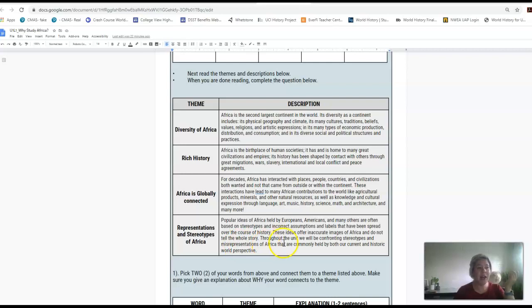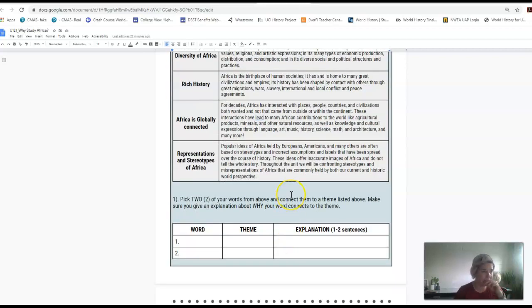Popular ideas of Africa held by Europeans and Americans and many others are often based on stereotypes and incorrect assumptions and labels that have been spread over the course of history. These ideas offer inaccurate images of Africa and do not tell the whole story. Throughout this section of the unit, we will be confronting stereotypes and misrepresentations of Africa that are commonly held by both our current and historic world perspectives.